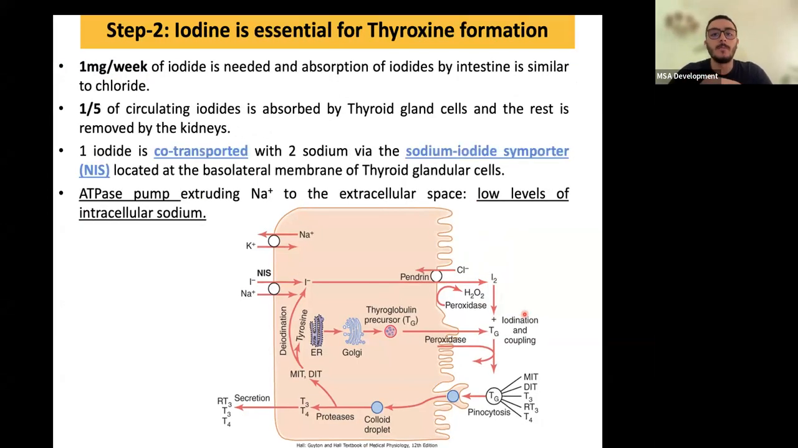Now, this is just a continuation. It's basically saying 1 milligram per week of iodide is what we need for absorption in the intestines. 1/5 of the circulating iodide is absorbed by the thyroid gland, and the rest is removed by the kidneys. NIS, the co-transporter, and an ATPase pump extruding sodium. He's basically trying to tell you that in order to balance the sodium levels in the cell or in the follicle, there is this channel right here.